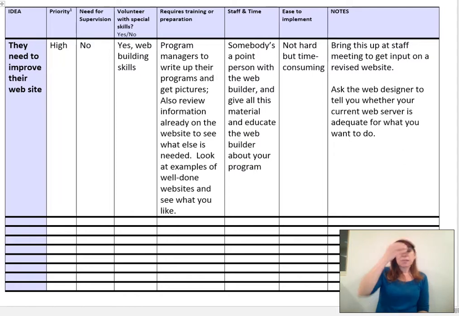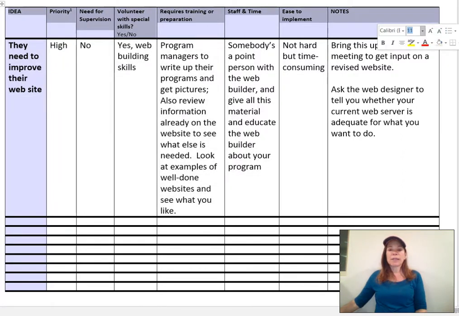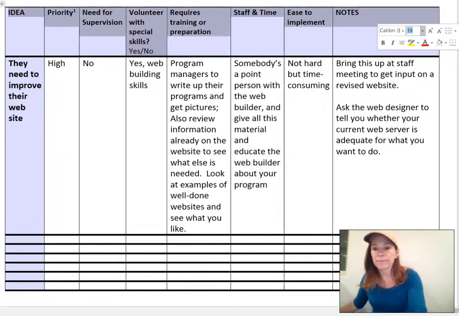Okay, the next category here is staff time. Staff and time. What kind of staff are you going to need and what kind of time are they going to have to put in?